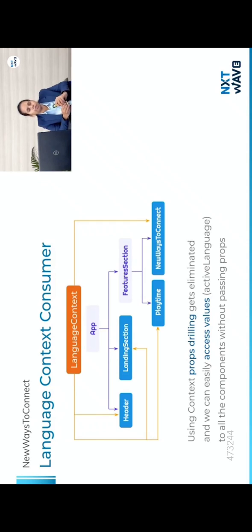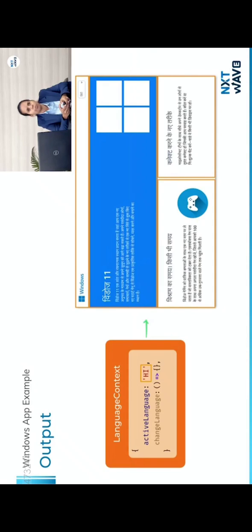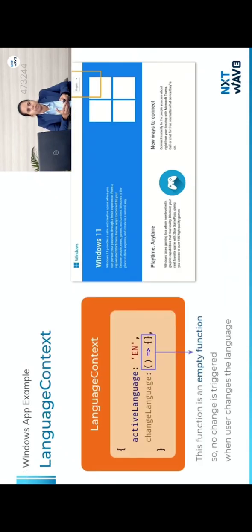Here, one important point to note is that we'll make use of the context when there's a problem of prop drilling and a particular data has to be available for a lot of components. Like here in our case, the active language has to be available for header, landing section, playtime, new ways to connect. So that's the reason we have maintained it in the context. When a particular data is necessary for a lot of components and there is a prop drilling problem, only then we'll make use of this context. So we have seen these outputs also, right? You can just try it out using the final code. You'll be able to see these outputs.